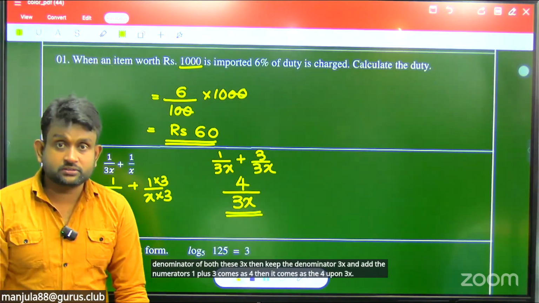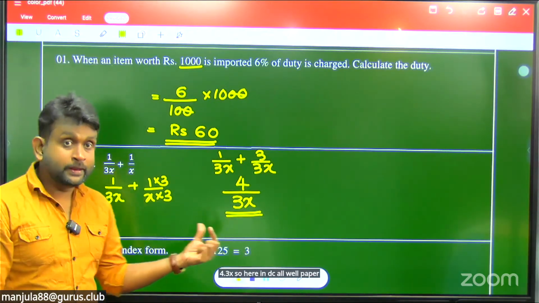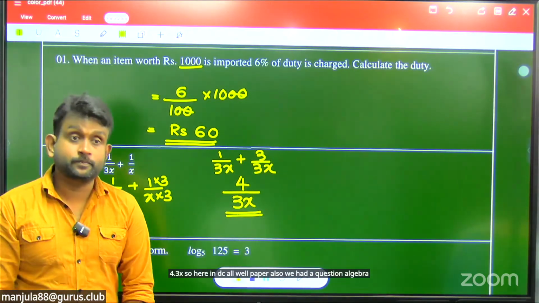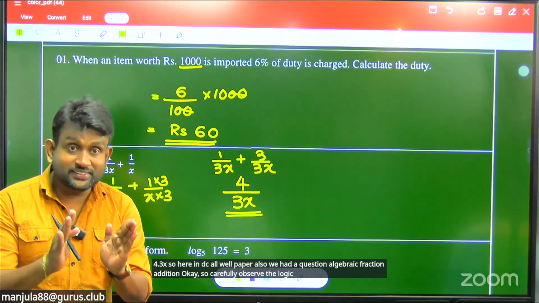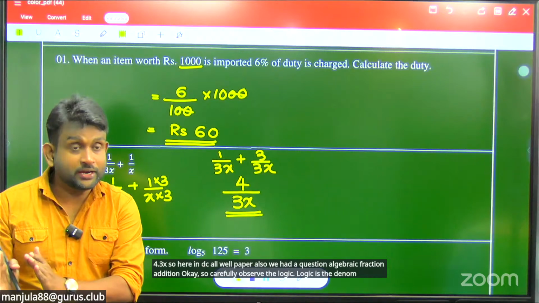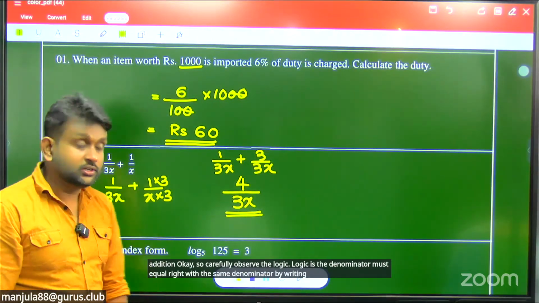4 upon 3x. In this O level paper also we had a question on algebraic fraction addition. So carefully observe the logic. The logic is the denominator must be equal. Make the same denominator by writing equivalent fractions.